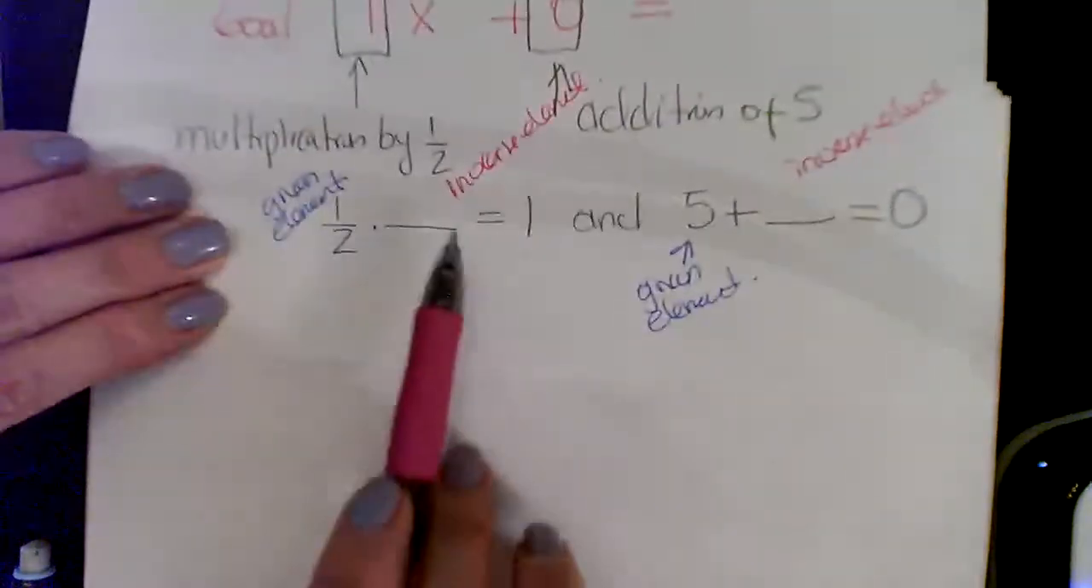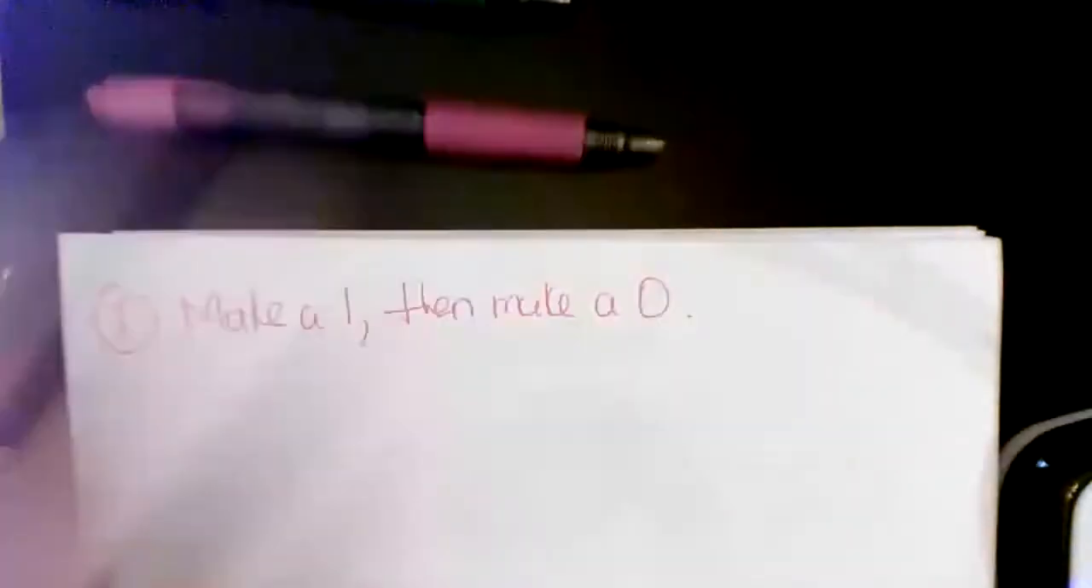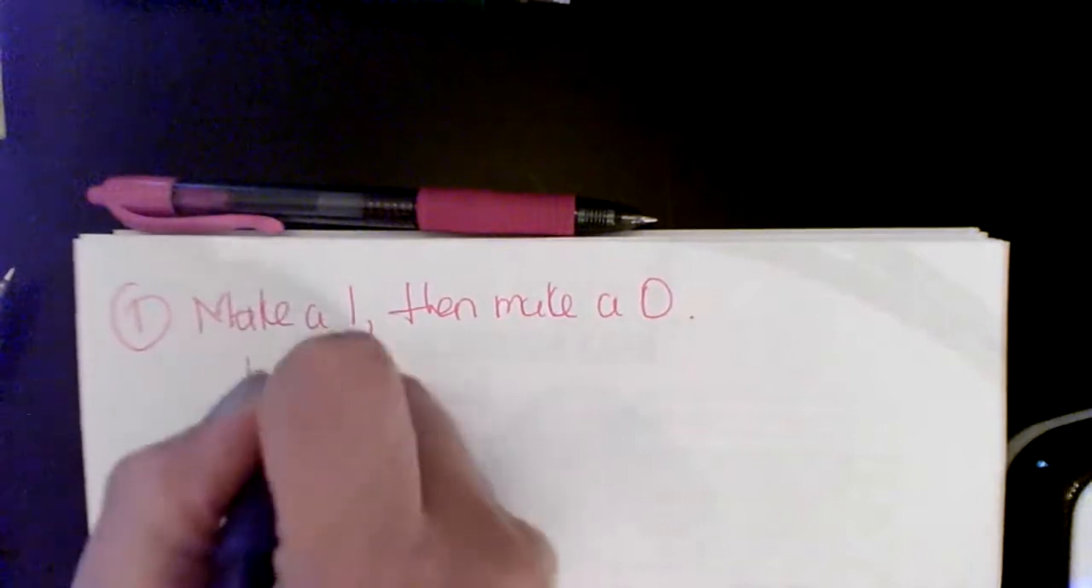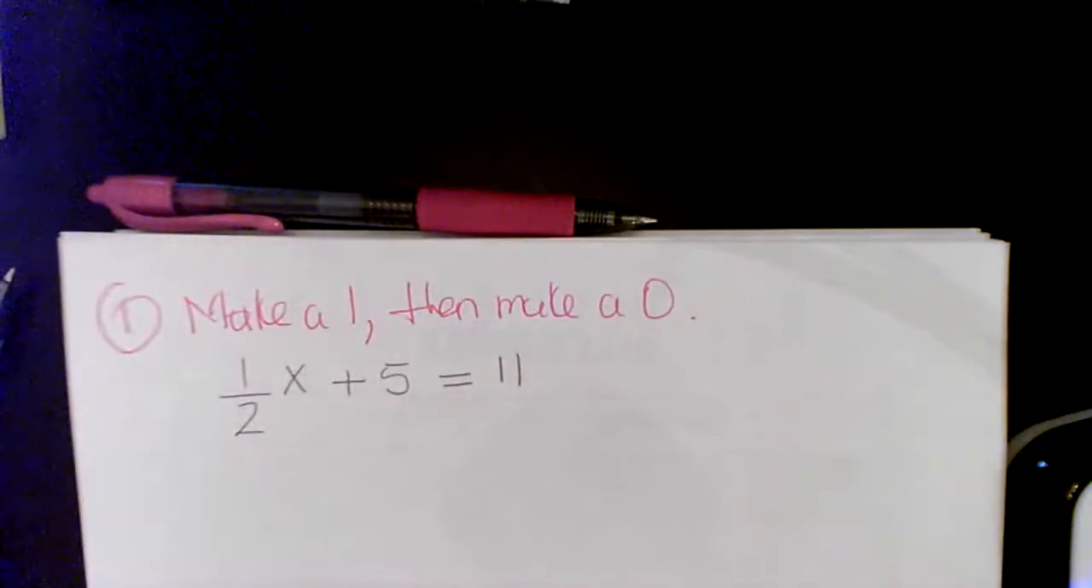So again, the inverse and the inverse. So let's show that that is true, that we can do it in 2 different ways. Let's do the first way. We're gonna make a 1 and then make a 0. Okay, let's do that one first. So I have 1/2 x plus 5 equals to 11, right?